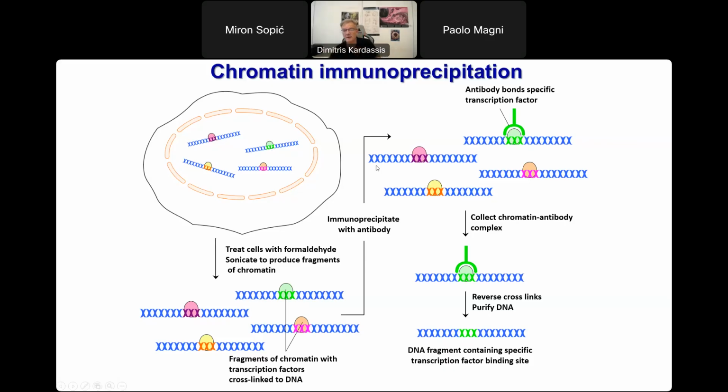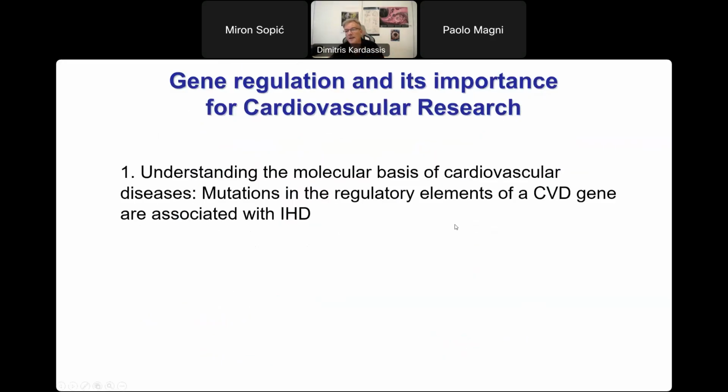Very important tool. You can actually scale up this technique by sequencing all the chromatin fragments that are immunoprecipitated. This is a version called ChIP-seq, chromatin immunoprecipitation sequencing. Instead of focusing on one gene, you can sequence everything and see what regulatory regions one transcription factor binds. Now, I will go to the first case study.